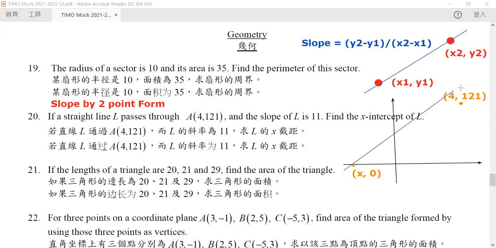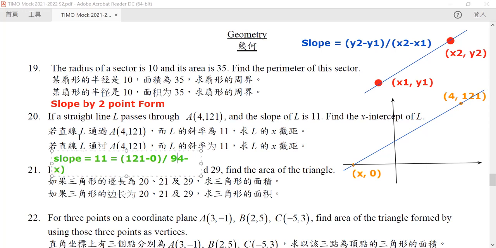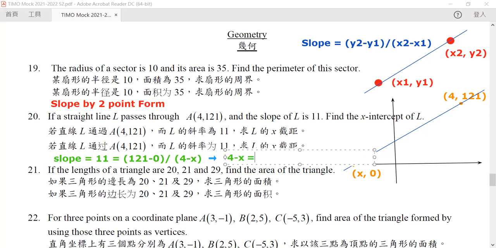So now we want to calculate the slope of this line. And we know that the slope is equal to 11. So by this, we make use of the 2-point form. We know that the slope is equal to 11, but it's also equal to 11 minus 0 divided by 4 minus x. After rearrangement, we will know that 4 minus x is equal to 1, or in other words, we know that our x must be equal to -7. So -7 is the x-intercept of L.